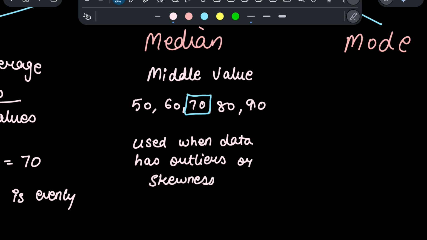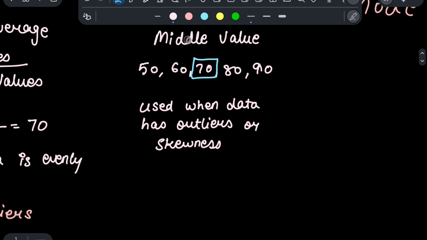Talking about its limitations, the median ignores the exact magnitude of the values.